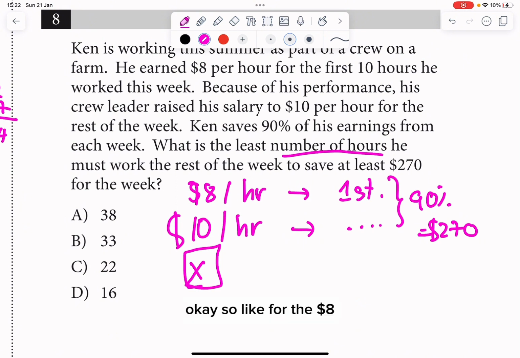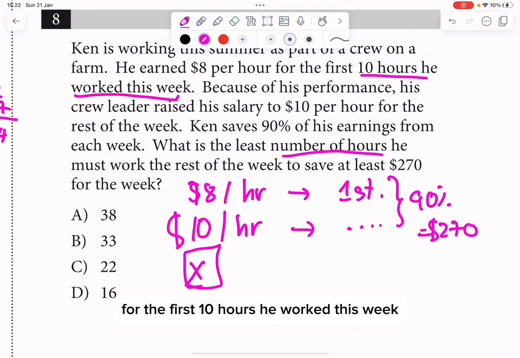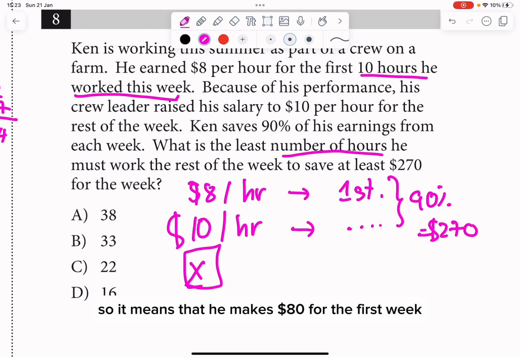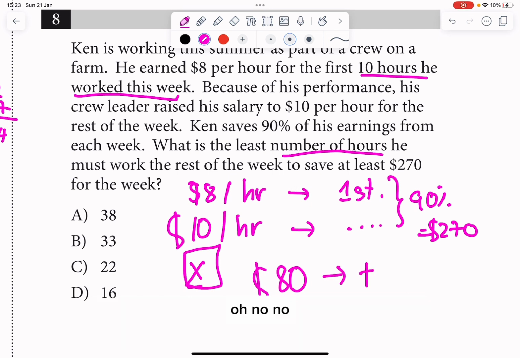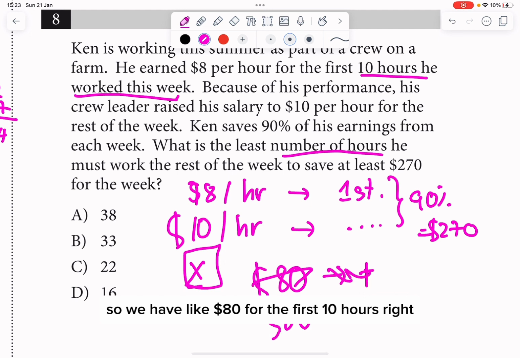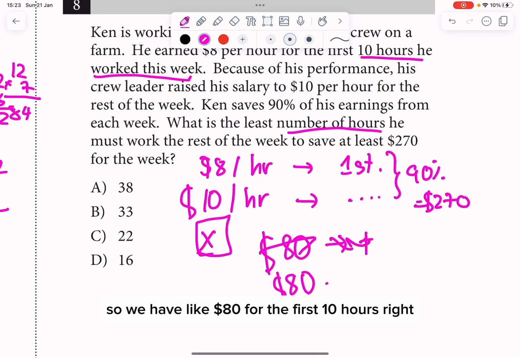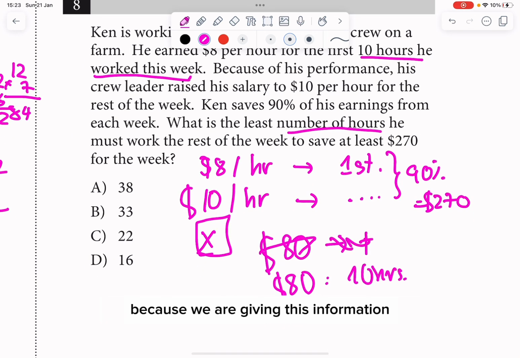Okay, so for the $8 for the first 10 hours he worked this week. He worked the first 10 hours this week, so it means that he makes $80 for the first week. Oh no. So we have $80 for the first 10 hours, right? Because we are given this information.